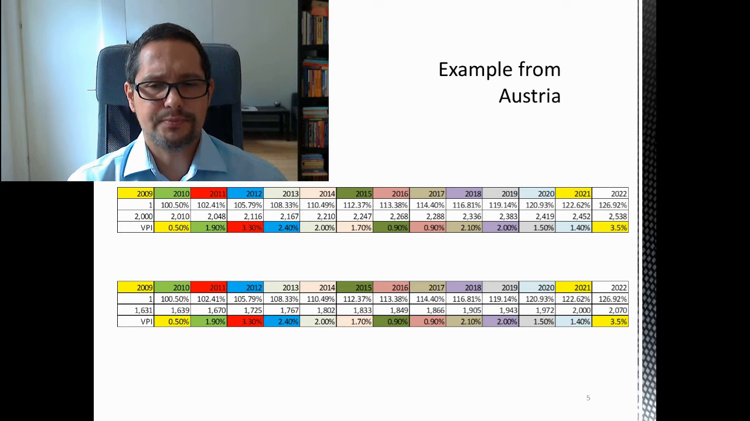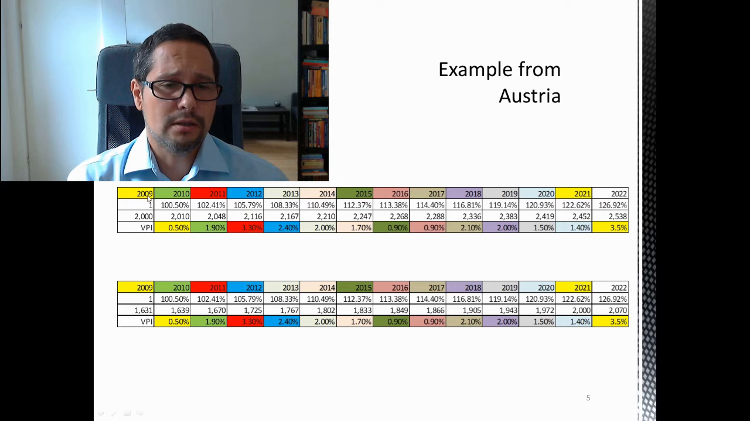And the idea is that if you look at the second line, you will see that between 2009 and 2020, so if we take into consideration up till 2020, which will be the base for 2021, you get a 22.62% accumulated inflation. Meaning that if you had a 2,000 euro salary in 2009, in order to maintain your purchasing power, you will have to have in 2021 a 2,452 euro salary.